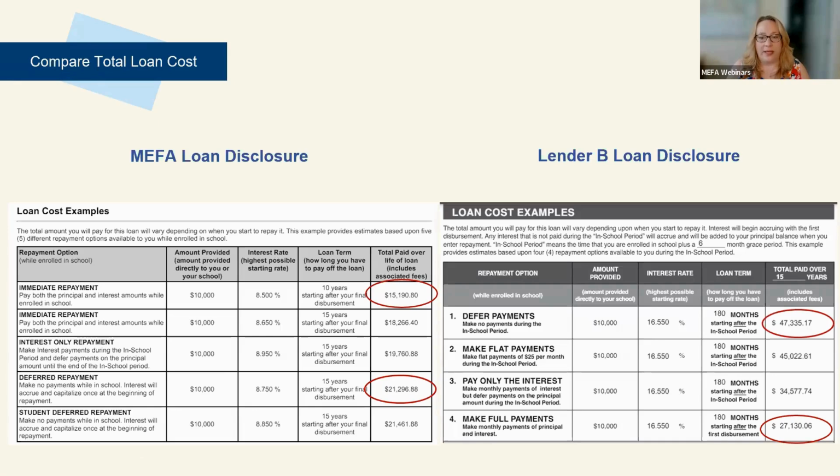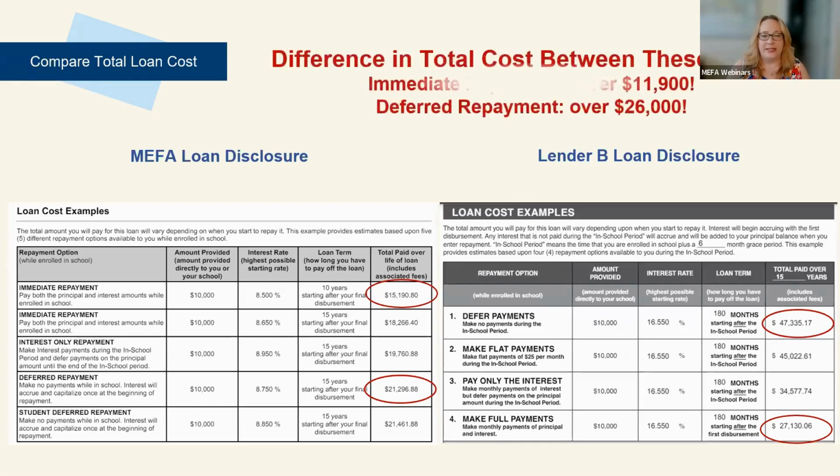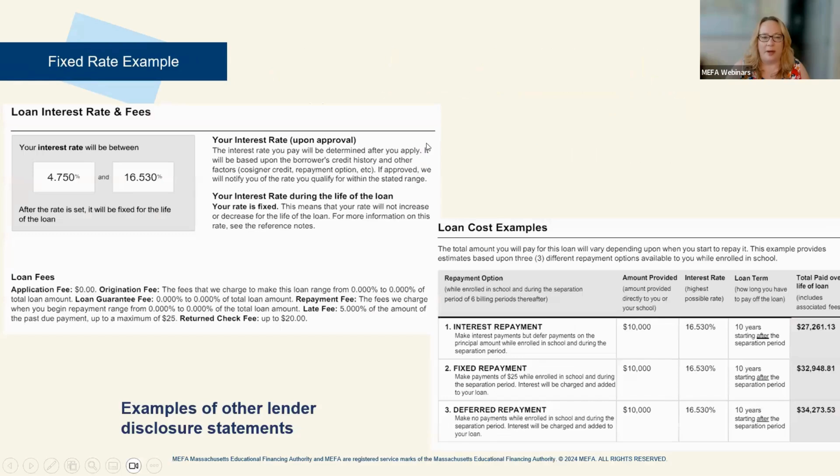Now, if you look at lender B, because of their high interest rates, that total cost is over $47,300 for the same $10,000 loan. So just by choosing a different lender for an immediate repayment loan over MEFA, you would be paying almost $12,000 more. For the deferred option, $26,000 more just in interest for a $10,000 loan. So you really want to look at that full range of interest rates. If you have an 850 credit score, then you might be accessing those lowest advertised rates, but most people are going to fall more in the middle range there.